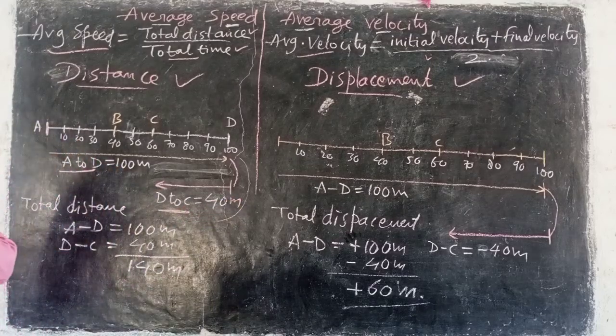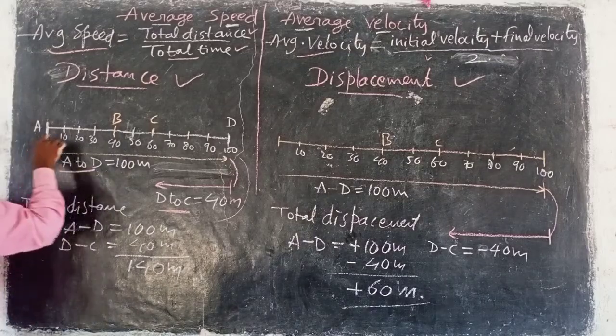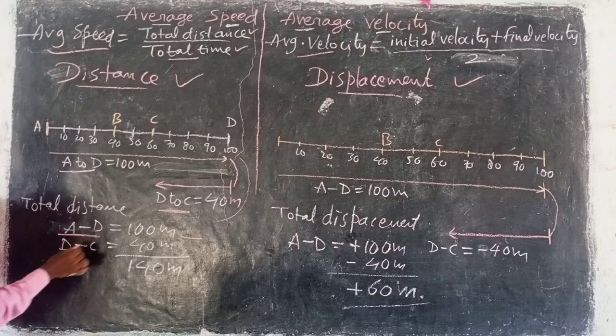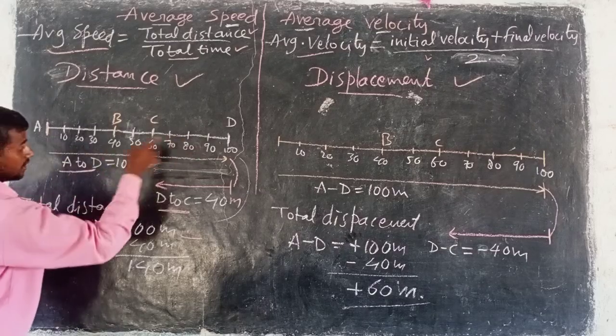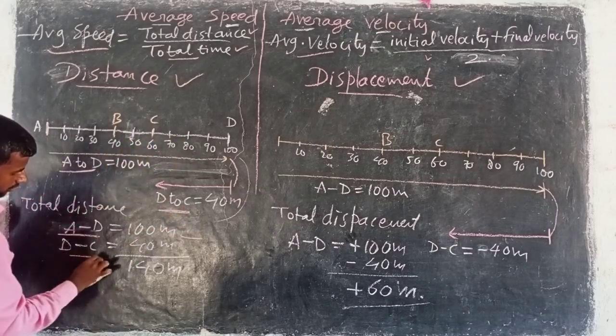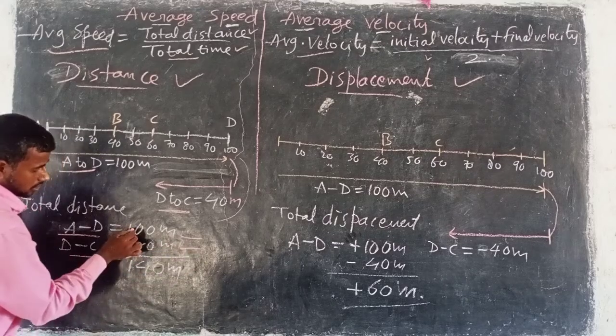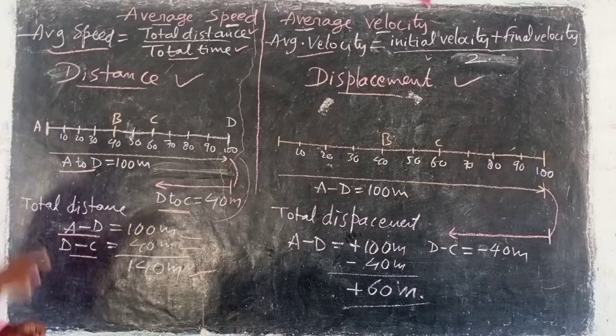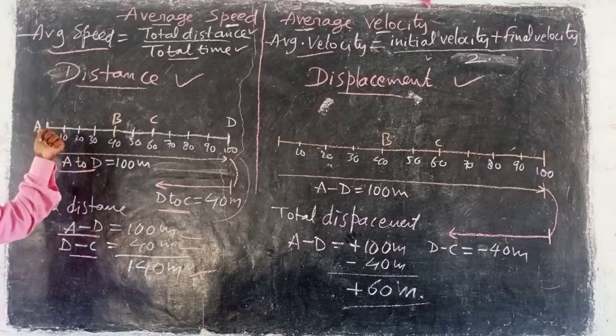Then what is distance? Look here. A to D is 100 and D to C is 40. Total 100 plus 40 is equal to 140 meters distance traveled by this body.